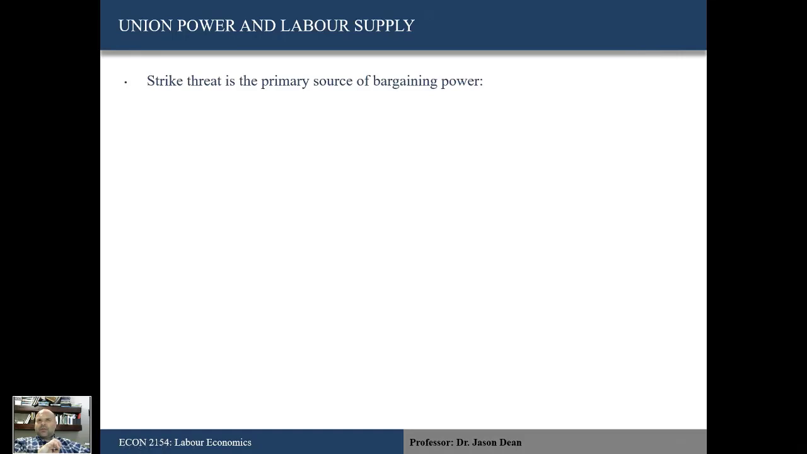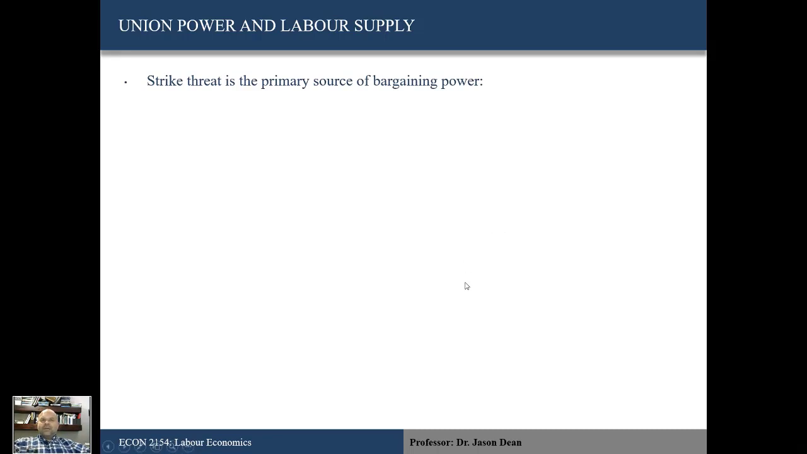So let's just talk for a moment about the strike threat. This is the main source of bargaining power. The firm, of course, can also lock out employees, and if they do that, then the workers don't get paid. For collective agreements and the whole idea of having unions and a collective bargaining process, a key thing is that both sides lose if they don't come up with an agreement. And so that makes the risk of going on strike or a lockout low. And it increases the chances that they will come up with an agreement, because both will lose if they don't.